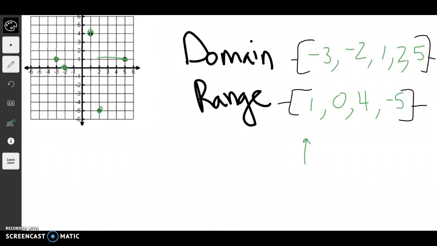So if we have a bunch of points for domain and range, all we're going to do is just list out the points or the values. And again, these are our x's and these are our y's. Let's look at another example.